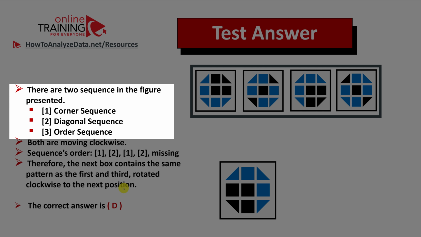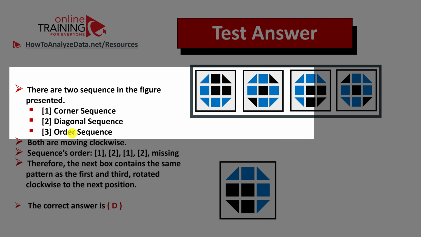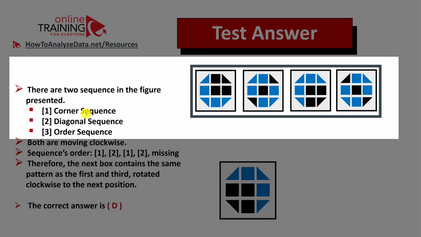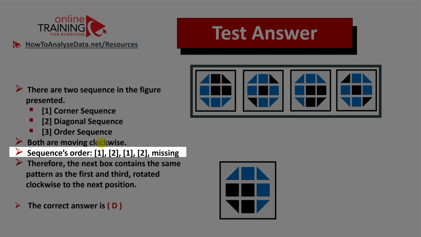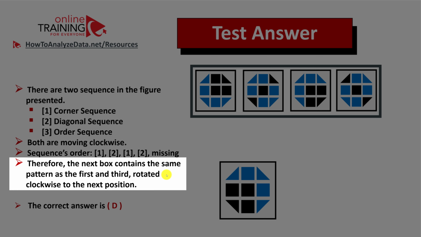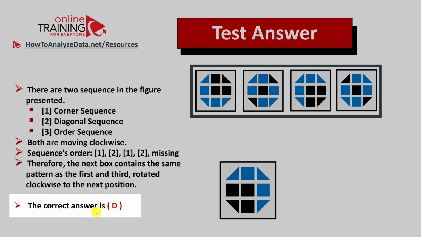Let's recap. There are 2 sequences in the figure presented. We have the corner sequence and the diagonal sequence. The corner sequence goes in boxes 1 and 3, and the diagonal sequence goes in boxes 2 and 4. Both sequences move clockwise in the next item. And the sequence's order is 1, 2, 1, 2, and then the missing item. This is why the next box will contain the same pattern as the first and the third, rotated clockwise to the next position. So the correct choice here is choice D.